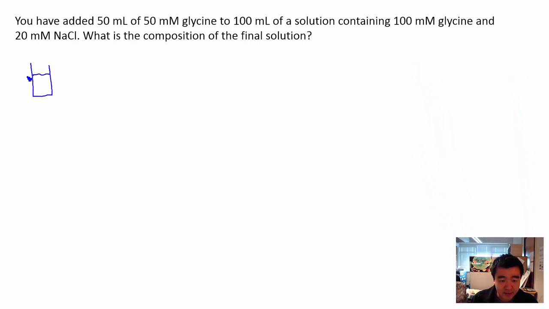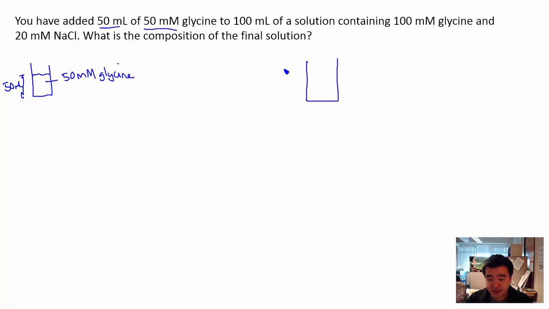We start out with 50 mils of a 50 millimolar glycine solution. So in here there's 50 millimolar glycine. We have another solution over here, and this solution is 100 mils volume, and inside that volume there's 100 millimolar glycine, but there's also floating around 20 millimolar NaCl. Okay, so let's break this down.